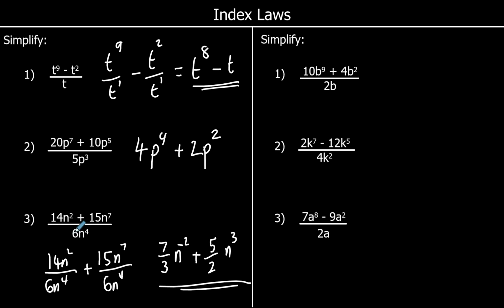There would be other ways. You could leave it as one big fraction and just simplify the n's. So if you divided everything by n squared, you'll have 14 plus 15n to the power of 5 over 6n squared. And that would also be a simplified version of that expression. 3 for you to try, so give these a go.